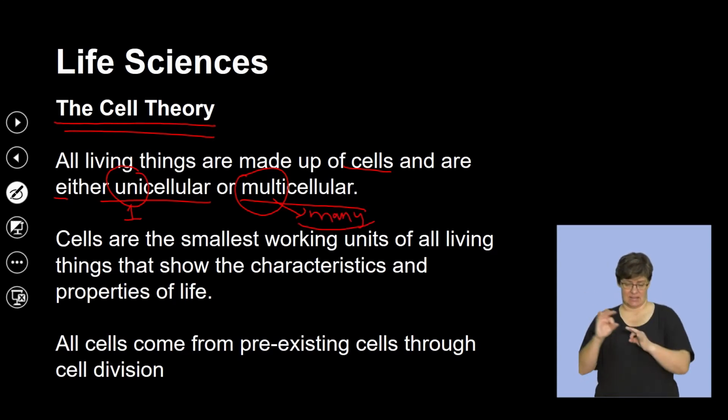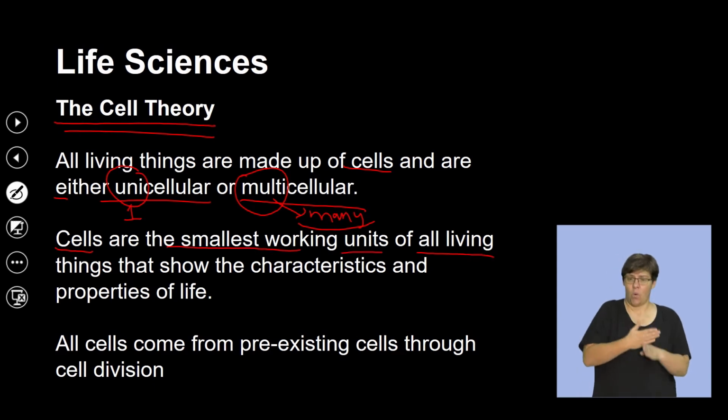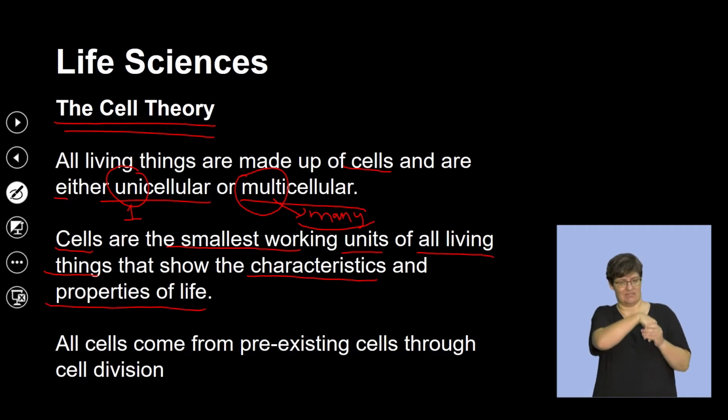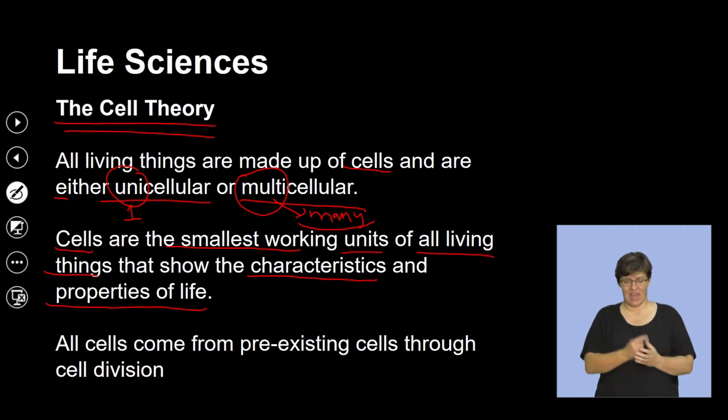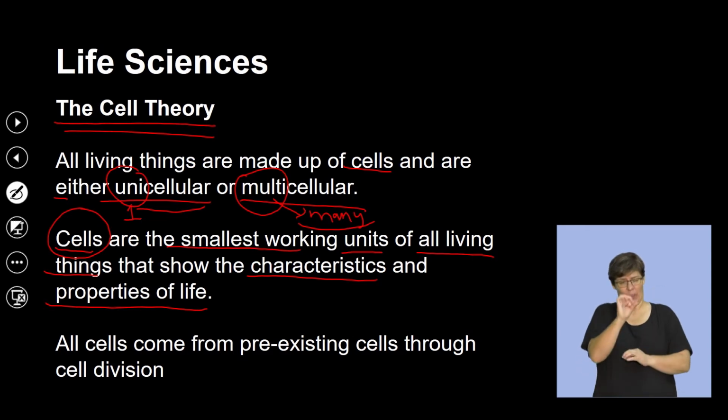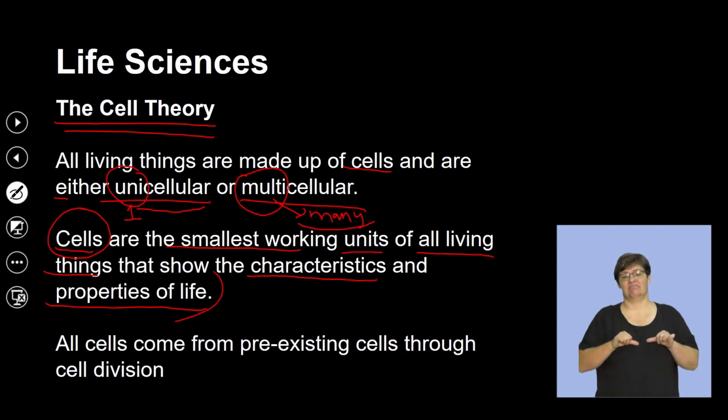And in these we see that the cells have specific functions that ensure that the organism can survive and carry out its normal processes. Cells are the smallest working units of all living things that show the characteristics and properties of life. So in any organism, whether it is a unicellular or multicellular organism, we know that the cell is the smallest component that ensures that this organism can continue with its properties of life. So the smallest living component.